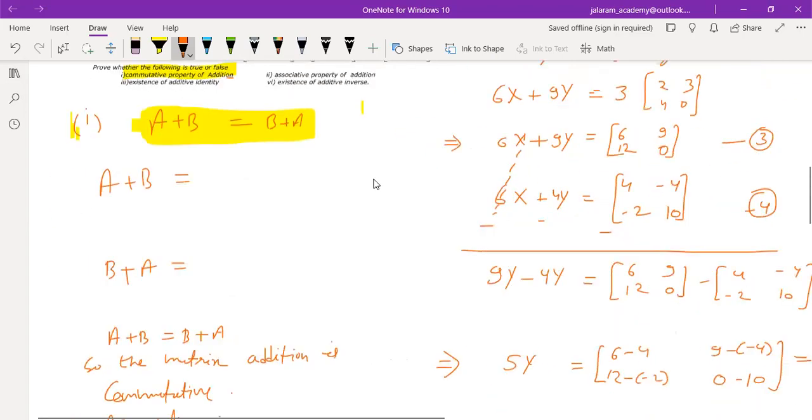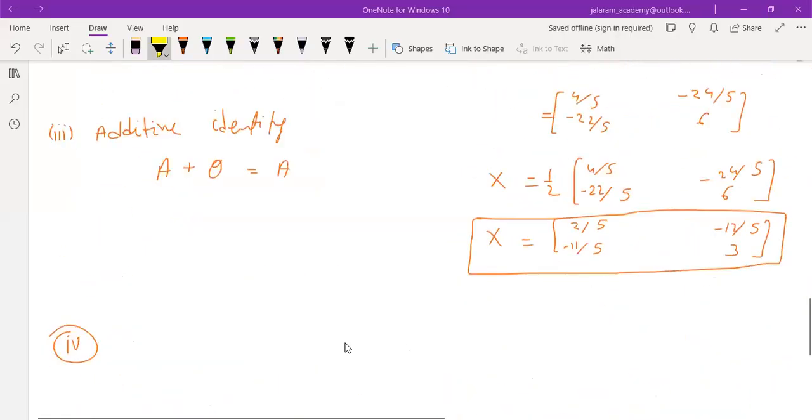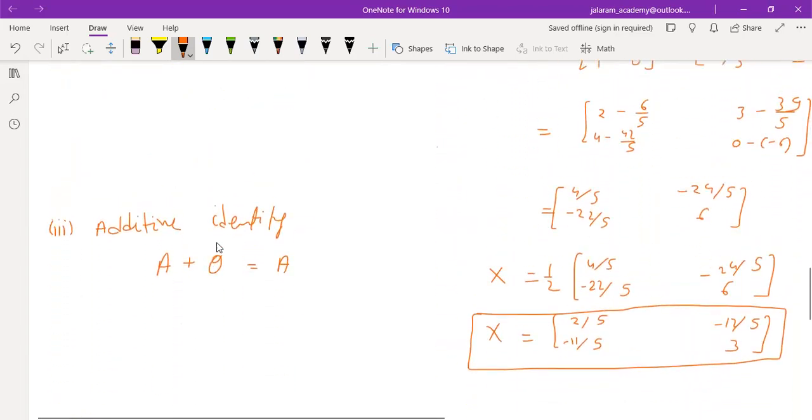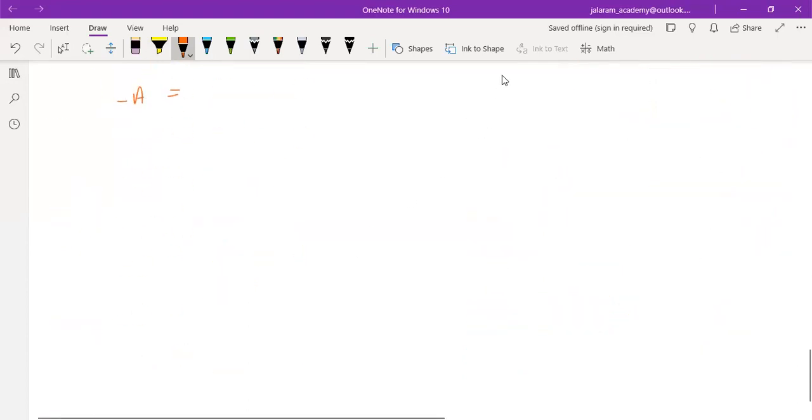And the last property is the existence of additive inverse. So there must be a matrix such that if we add that matrix to A, it produces the additive identity. So in this, minus A is the additive inverse. So check it. Let's first take A, then find minus A, then add them and check whether they are equal to the additive identity, the null matrix, as the null matrix is the additive identity. So it will be clear that there exists an additive inverse.